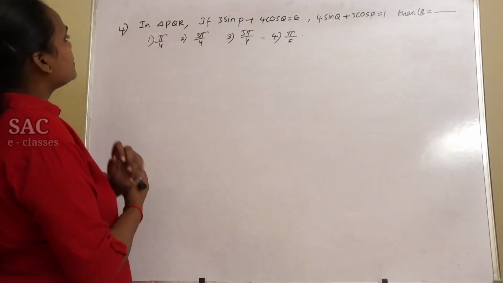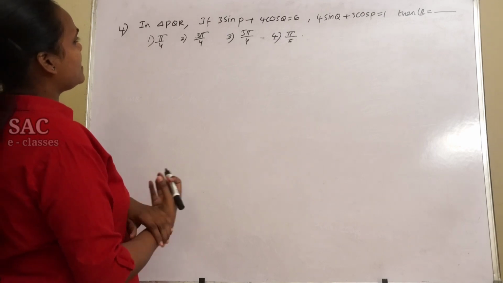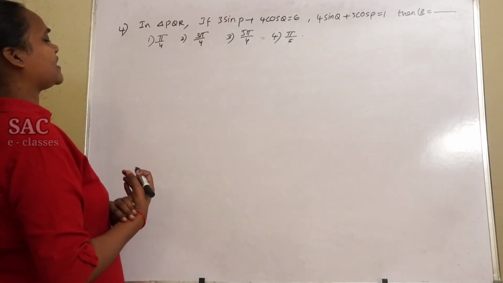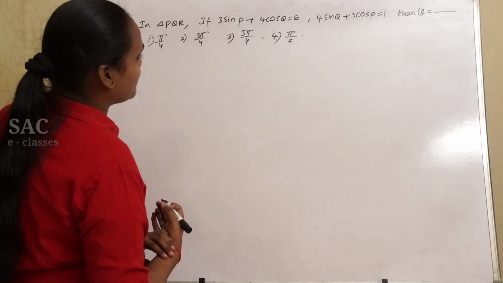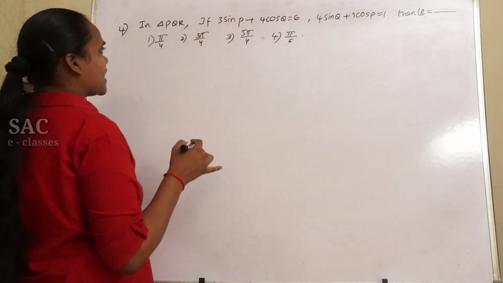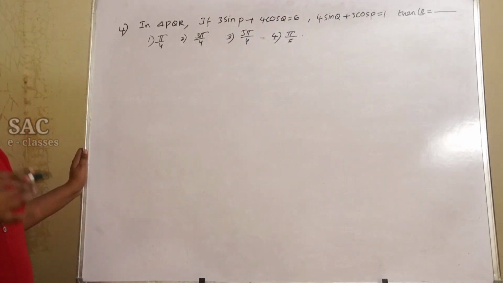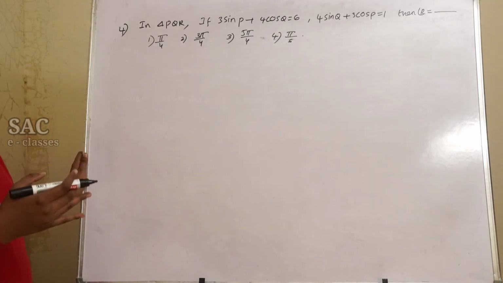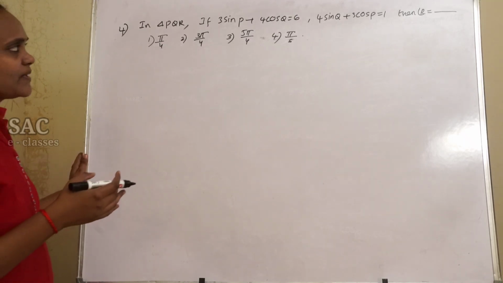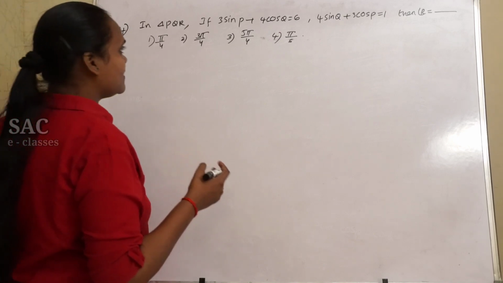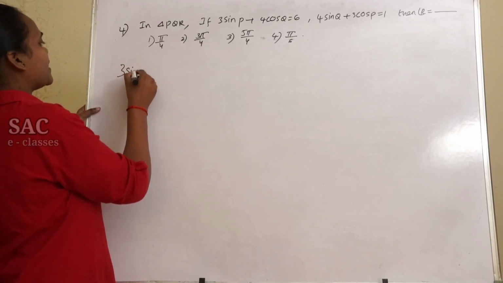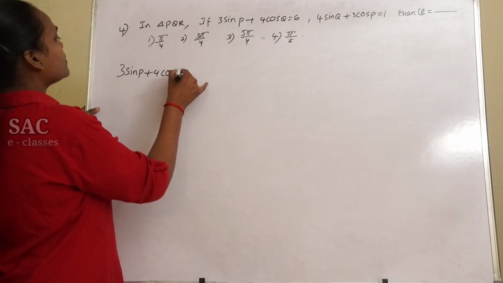Now look at the given problem. If 3 sin P plus 4 cos Q equals 6 and 4 sin Q plus 3 cos P equals 1, then they are asking you to find the angle R. Whenever they give something like this, one thing is clear: we have to use the identity. Do you know the sin and cos identity: sin square theta plus cos square theta is equal to 1. For that, I am going to square both equations on both sides.